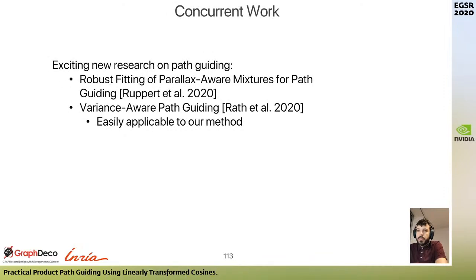Also, I want to talk about some recent research, namely the robust fitting of parallax-aware mixtures for path guiding and the variance-aware path guiding, which both show that there is a lot of exciting and new things that we can still explore in path guiding.